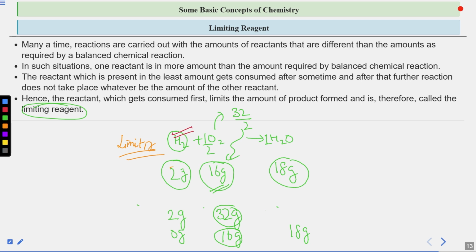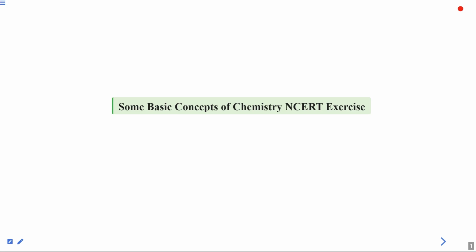Okay. Now moving on to some questions. So just wait for a while, I will get back with this question. Now we will do the NCERT exercise of Some Basic Concepts of Chemistry. I have taken some important questions here. Let's start.